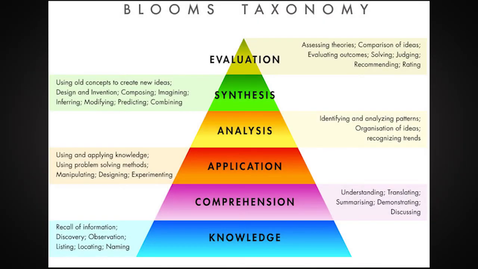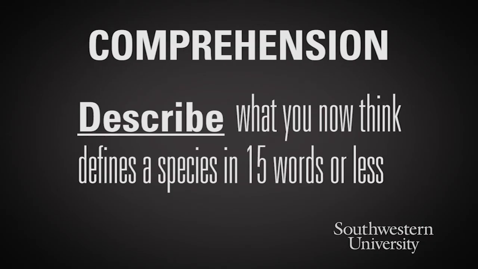For this example too, I'll use different words from Bloom's taxonomy in this question to illustrate the method and use a different topic. And I'll kick it up a notch and start with comprehension instead of just a knowledge base. So first, for comprehension, describe what you now think defines a species in 15 words or less. Make a note I already kicked it up a little notch by putting a constraint on the number of words you can use to answer the question.